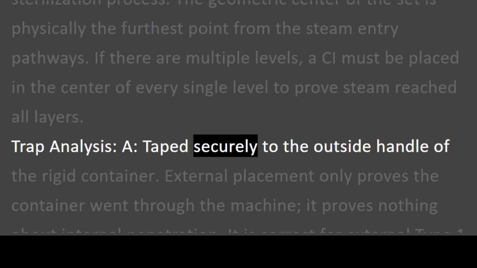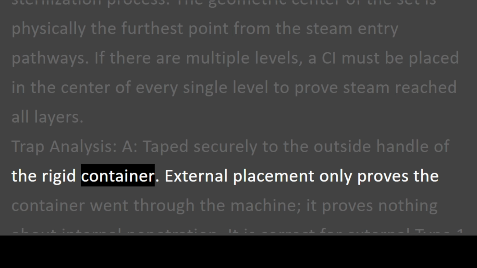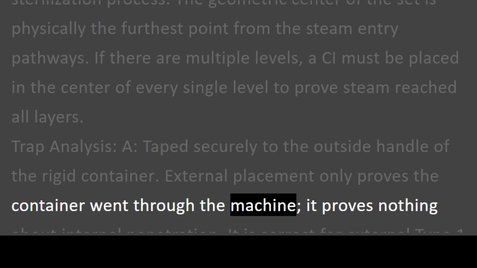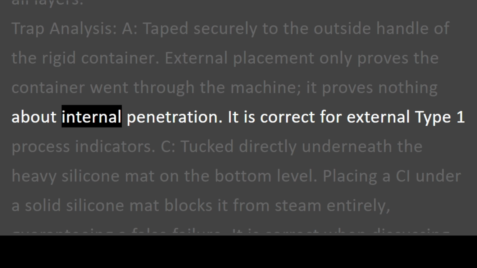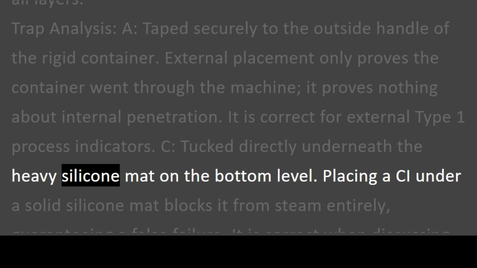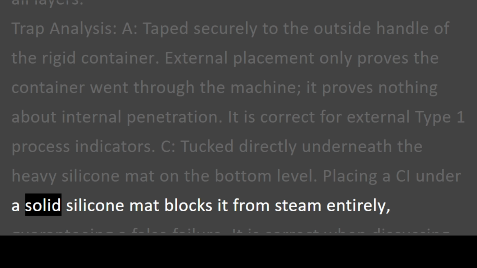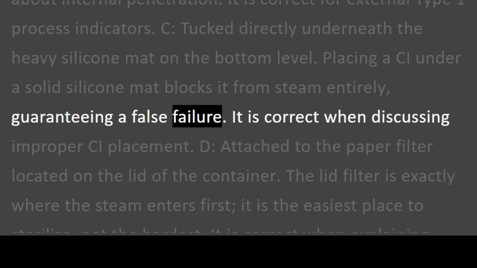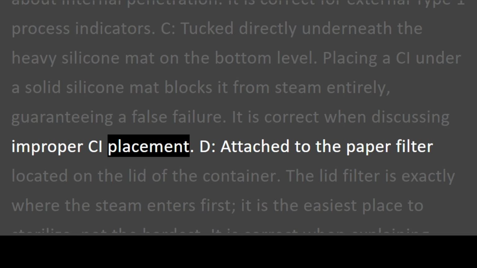Trap analysis. A. Taped securely to the outside handle of the rigid container. External placement only proves the container went through the machine, it proves nothing about internal penetration. It is correct for external type 1 process indicators. C. Tucked directly underneath the heavy silicone mat on the bottom level. Placing a CI under a solid silicone mat blocks it from steam entirely, guaranteeing a false failure. It is correct when discussing improper CI placement.